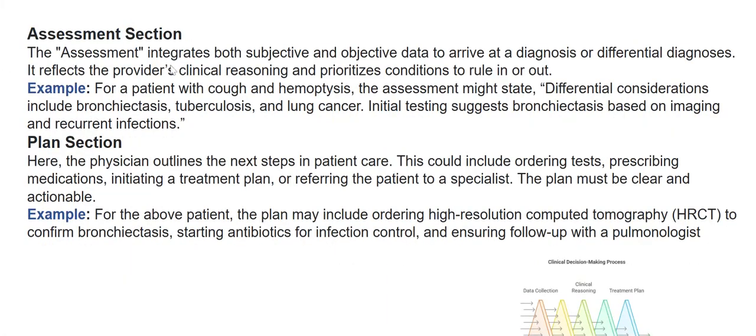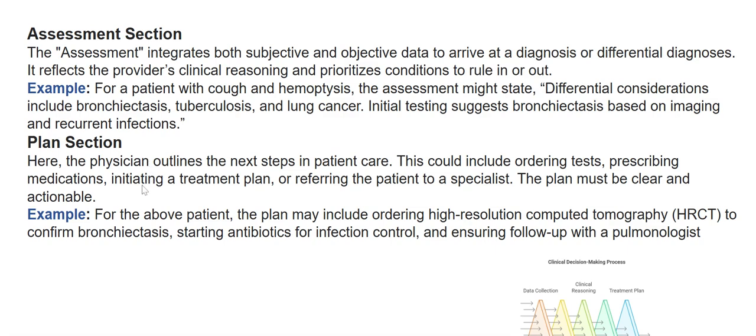Assessment section. The assessment integrates both subjective and objective data to arrive at a diagnosis or differential diagnoses. It reflects the provider's clinical reasoning and prioritizes conditions to rule in or out. Example, for a patient with cough and hemoptysis, the assessment might state differential considerations include bronchiectasis, TB, tuberculosis, and lung cancer. Initial testing suggests bronchiectasis based on imaging and recurrent infections.